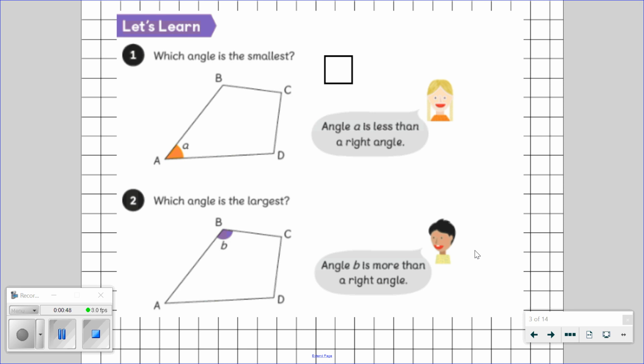Hannah has looked at angle A and has noticed that it's smaller than a right angle. Let's see if she's right. And here we can see it is smaller. It's an acute angle. And Ravi has noticed that angle B is more than a right angle. Let's see if he's right. And he is. It's much bigger. So it's an obtuse angle. So already we can see that angle A is smaller than angle B.